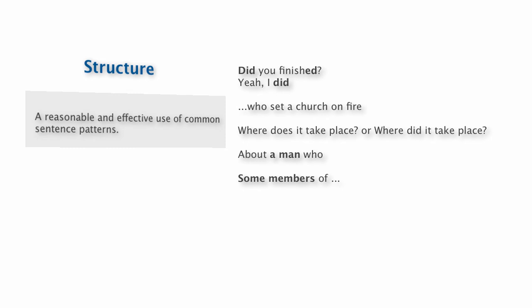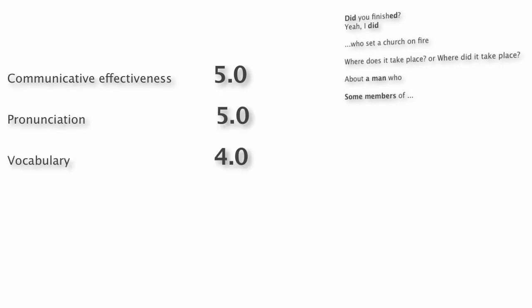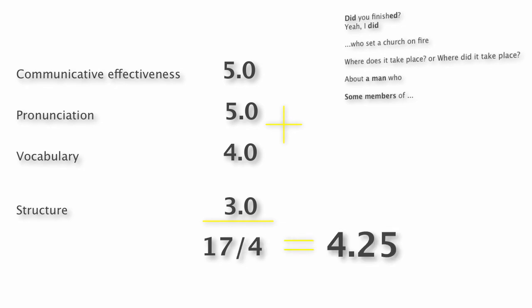First, we need to add the grades given to each of the 4 aspects in the rubric. Communicative effectiveness, 5.0. Pronunciation, 5.0. Vocabulary, 4.0. And structure, 3.0. So let's add. 5 plus 5 plus 4 plus 3 equals 17. Now let's divide 17 by 4, the number of criteria, which equals 4.25. This grade, 4.25, is the final grade for his oral production.